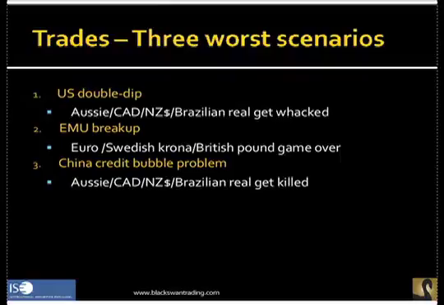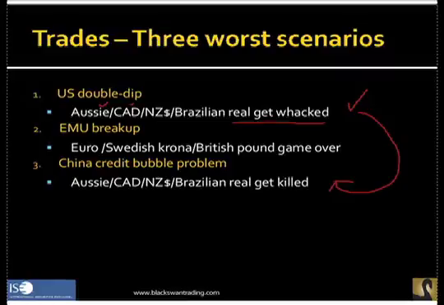U.S. double dip, the growth currencies get hit pretty hard. Aussie, Canadian dollar, New Zealand, Brazilian real, all of them we think get whacked in the U.S. double dip, because U.S. double dip we think feeds back into this problem right here and ultimately could lead to a break in the credit bubble. If the U.S. double dip leads to a break in the Chinese credit bubble, these things don't get hit hard just on a short or intermediate term basis. These commodity currencies get destroyed.